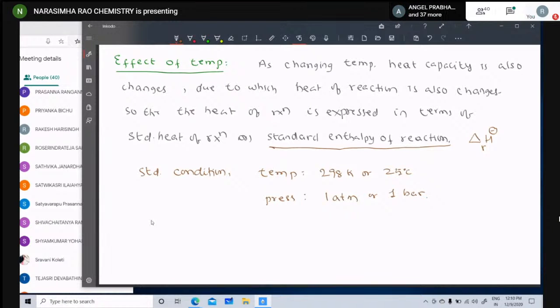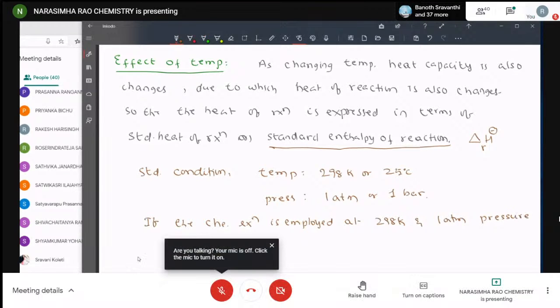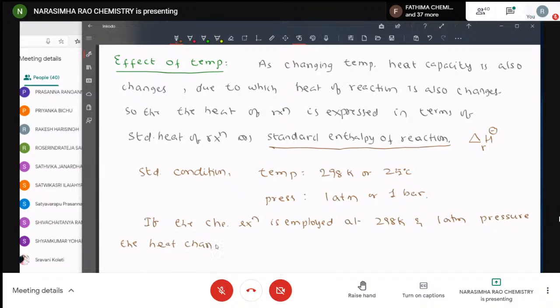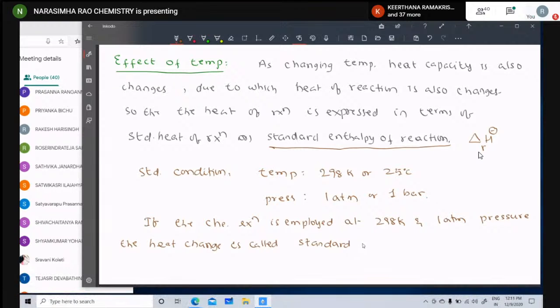These are standard conditions. If the chemical reaction is employed at 298 K and 1 atm pressure, okay, the heat of reaction, the heat change, is called standard heat of reaction. Children, understand now?